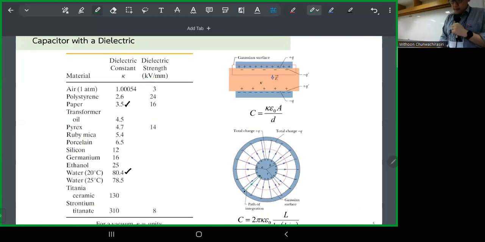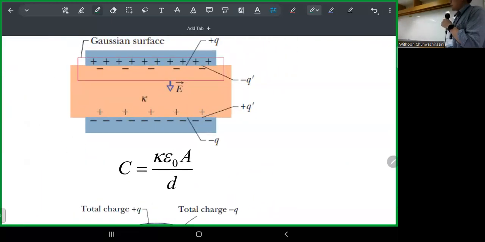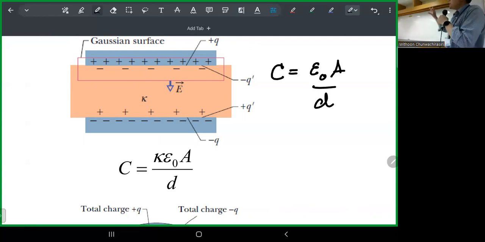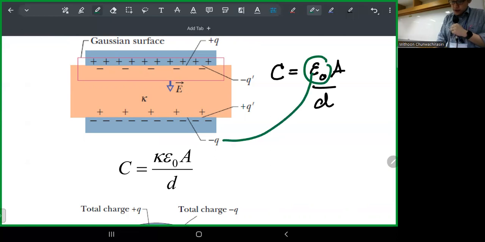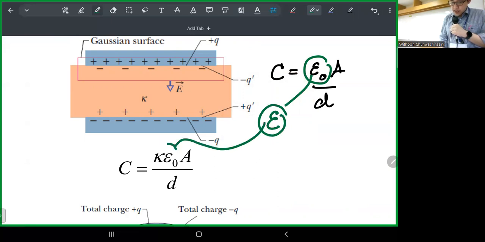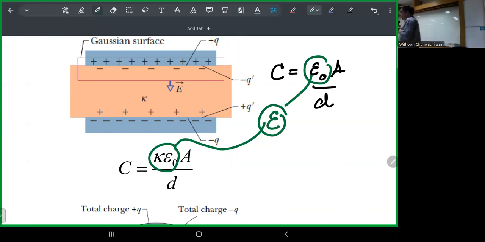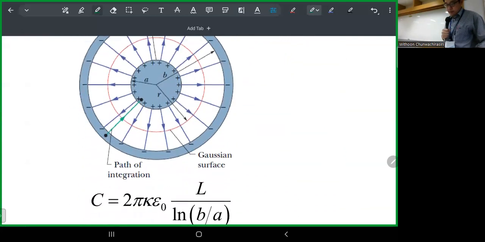So that's it. Back to our business over here, what changes for our capacitor? The formula that you saw before, C equals epsilon naught A over d. If you squeeze in the dielectric material, just turn this into epsilon of that material, and that epsilon of that material is just K times epsilon naught. You're done. You just apply the same formula, but replace the epsilon naught with the epsilon of the material that you squeeze in. You can do this with every type of formula.